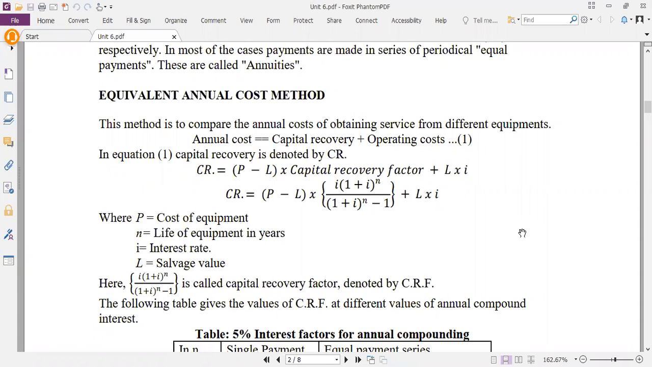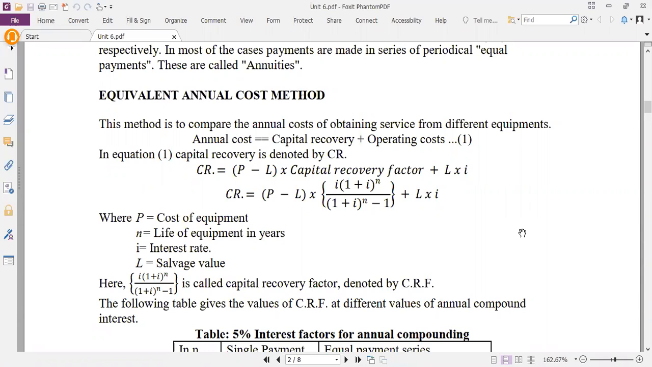Plus operating cost, 1000 rupees per hour. So how much operating cost will he generate? And that total cost is nothing but the annual cost. Is it right? So in 1 year, the capital cost should be recovered. That means every year the capital recovery should be 1 lakh rupees, and then the operating cost should be added to that.